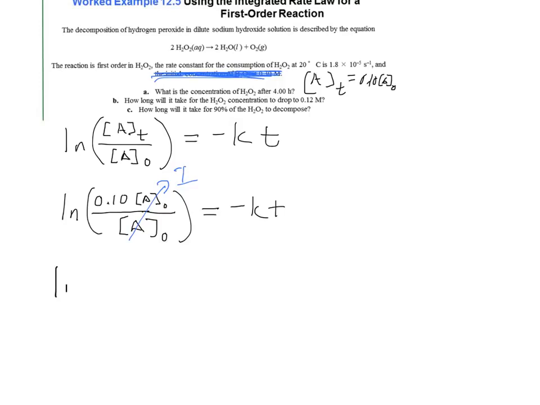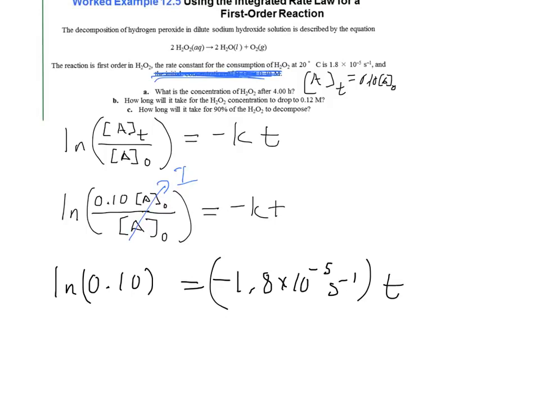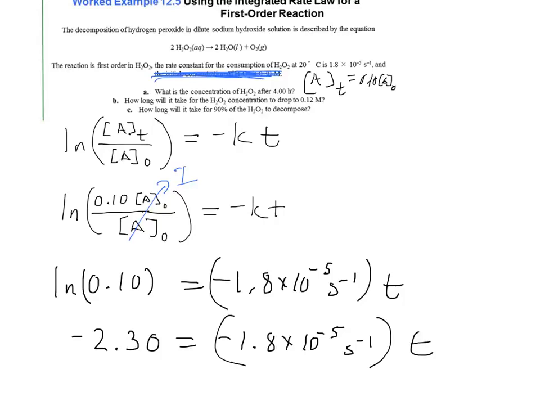So the problem suddenly becomes one of ridiculous simplicity, because I now have the natural log of 0.10 equals negative kt, and they gave us the k in the problem. So now it's plug and chug city. Natural log 0.1 is negative 2.30 equals negative 1.8 times 10 to the negative fifth second inverse times t.